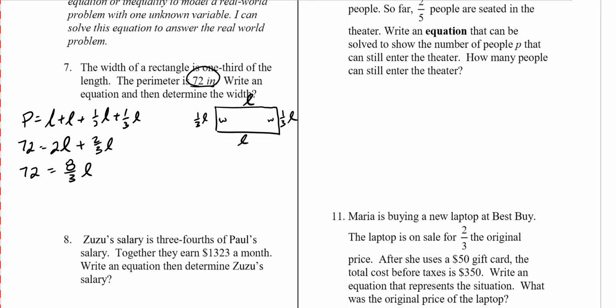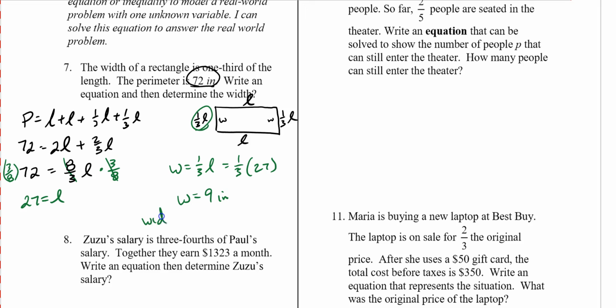To get rid of the fraction, we're going to multiply by 3 over 8 on both sides. So these cancel out. 3/8 times 72 gives me 27. That's the length, but the question asks for the width. Well, we know that the width was 1/3 the length. So the width is 1/3 the length, which means the width is 1/3 times 27. 27 times 1/3 gives me 9. So the width of the rectangle is 9 inches.